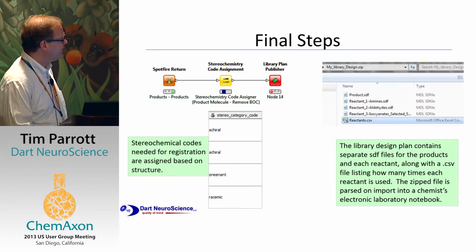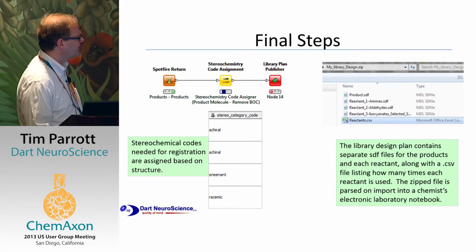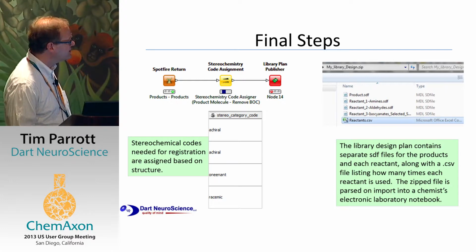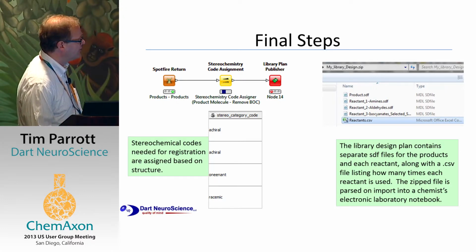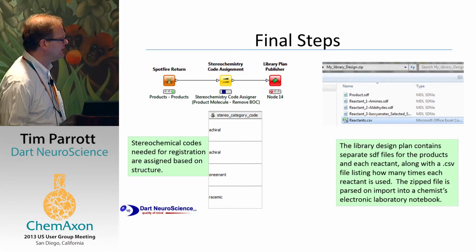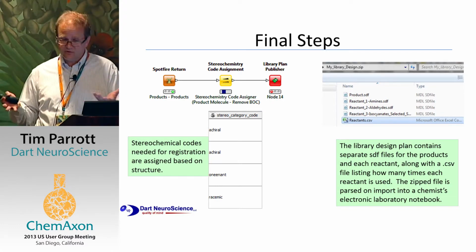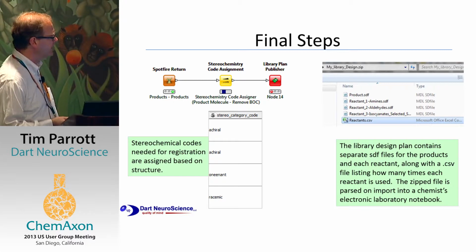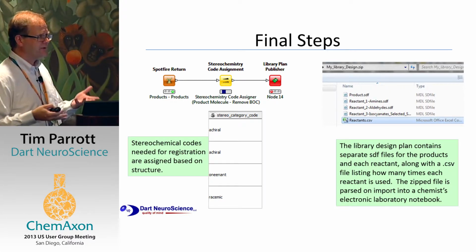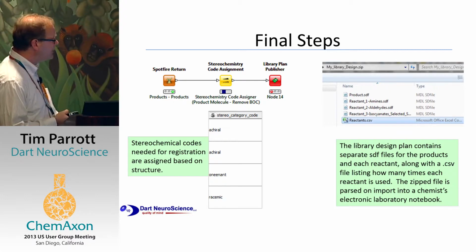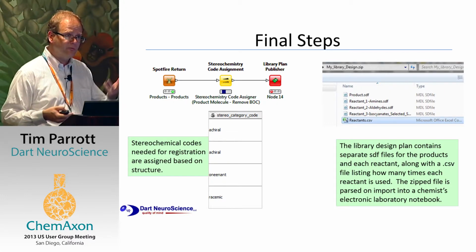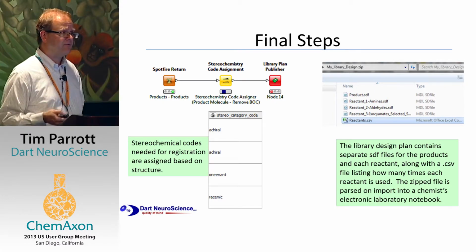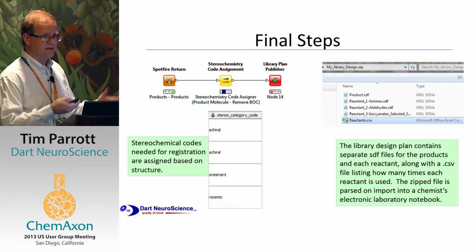And the output of this is a zipped file that contains SDF files for each of the reactants and the products, along with the CSV file that indicates how many times each reactant was used in that library. And the value of this is that our parallel chemistry ELN can consume and parse that zipped file, and so this sort of completes the handoff from the design phase into the synthesis phase.